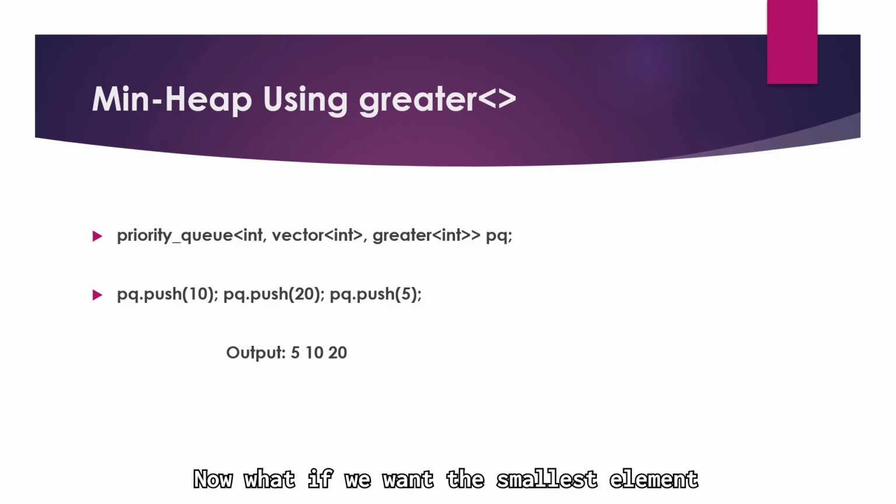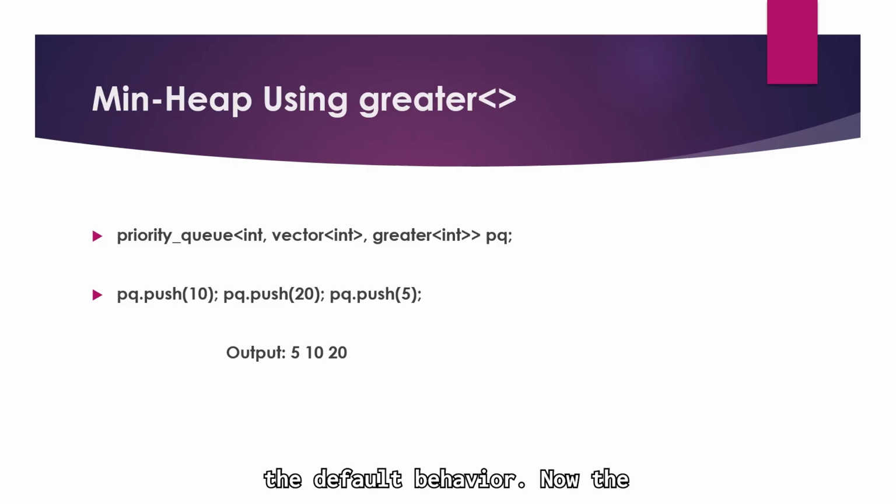Now, what if we want the smallest element to come out first? This is where min heaps come into play. By default, priority queue does not support min heap behavior, but we can achieve it easily using a comparator. We define the queue with three template parameters: the type of the elements, the underlying container, and the comparator. By passing greater<int> as the comparator, we flip the default behavior. Now the smallest element always rises to the top. This is particularly useful in algorithms like Dijkstra's shortest path, where we want to always process the nearest node next.